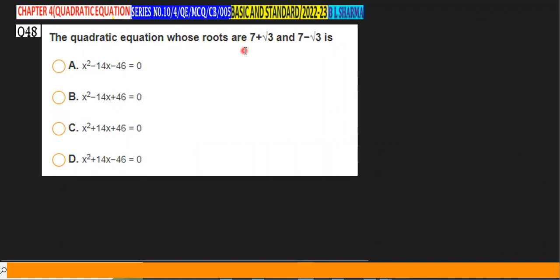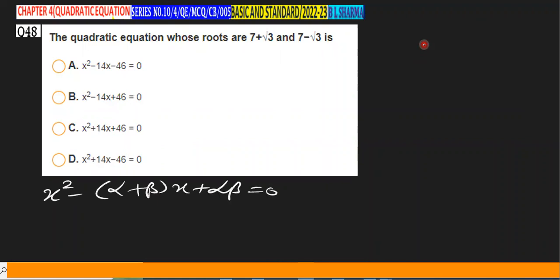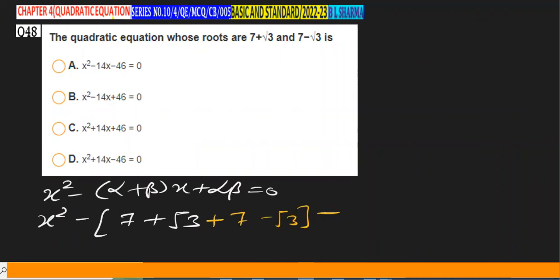The quadratic equation whose roots are 7 plus root 3 and 7 minus root 3 is, we know that the quadratic equation with roots alpha and beta is given by this formula: x square minus alpha plus beta times x plus alpha into beta is equal to 0. Here alpha plus beta is 7 plus root 3 plus 7 minus root 3, and alpha into beta is 7 plus root 3 times 7 minus root 3.